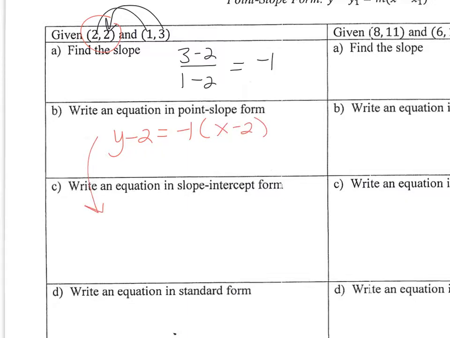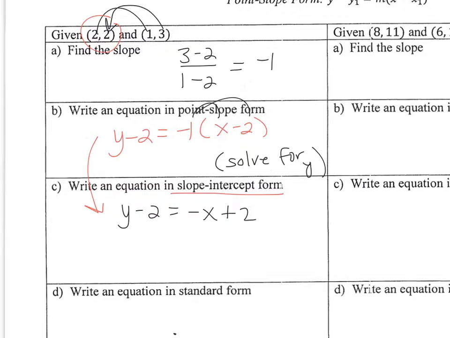Then I'm going to take this equation and write it in slope-intercept form. Slope-intercept form means I need to solve for y and do the distributive property. So I'm going to do y minus 2, and I'm going to do the distributive property. This turns into negative x plus 2, because a negative 1 times a negative 2 is a positive 2. I still need to solve for y by adding 2 to each side. So my equation in slope-intercept form is y equals negative x plus 4.